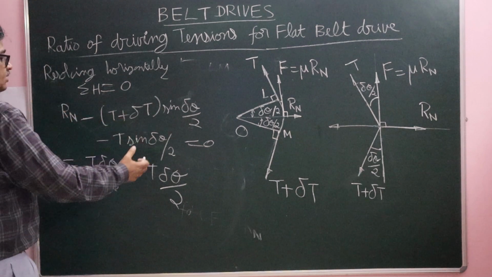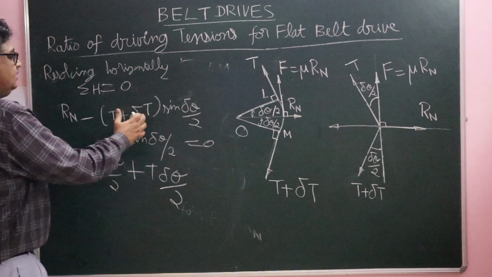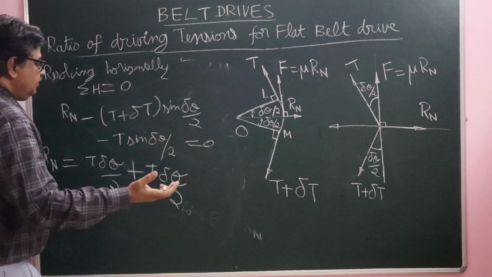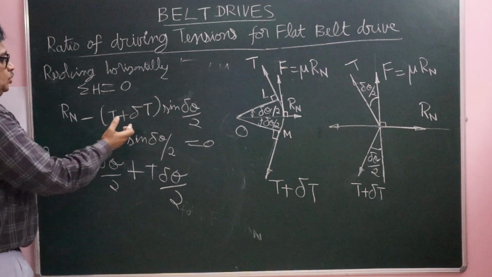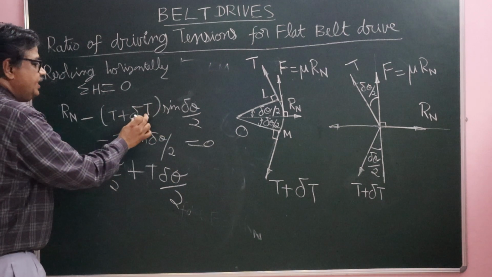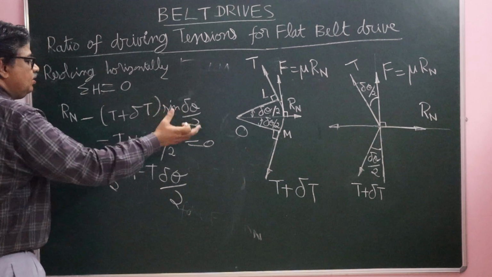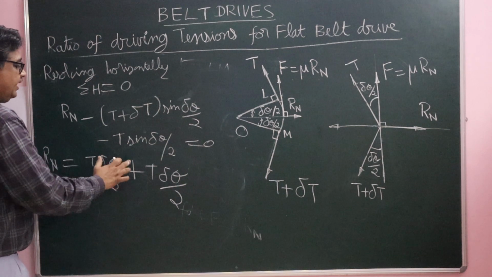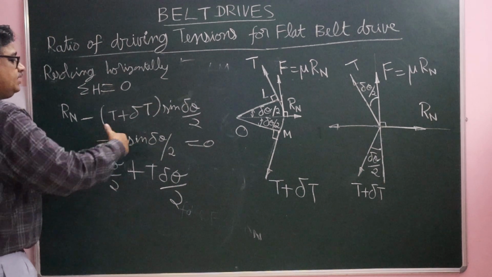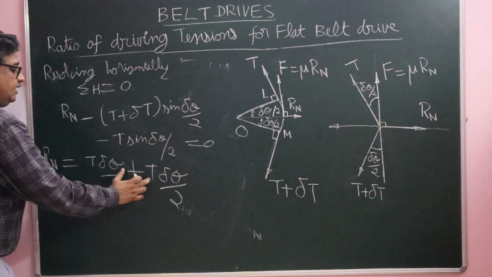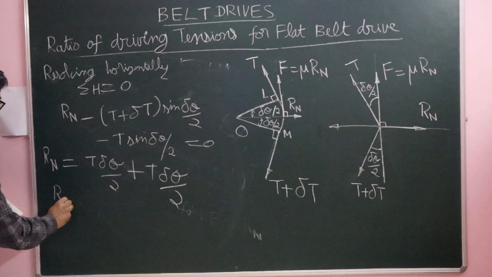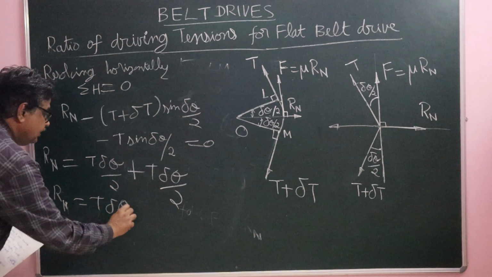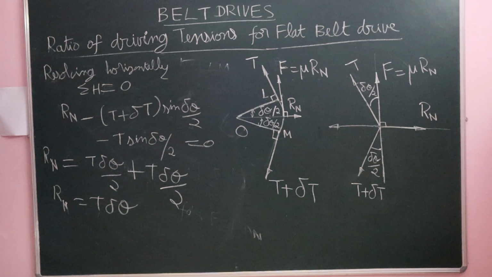Sine del theta by 2 is very small, so multiplying inside, T sine del theta by 2 becomes T del theta by 2. Del T into del theta by 2 are both small, so that product is 0 and you can neglect it. Then again T sine del theta by 2, taking this to the right, becomes T del theta by 2. Therefore, Rn is equal to T del theta.